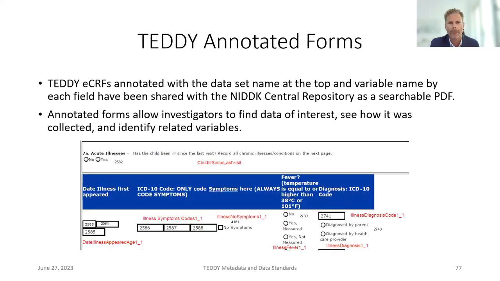Another key component to TEDDY and what we've done for standardizing areas of our application and our data are these annotated forms on our ECRFs. These TEDDY ECRFs are annotated with a data set name at the top and the variable name by each field. They've been shared with the NIDDK central repository as a searchable PDF. The annotated forms allow investigators to find data of interest, see how it was collected, and identify related variables.